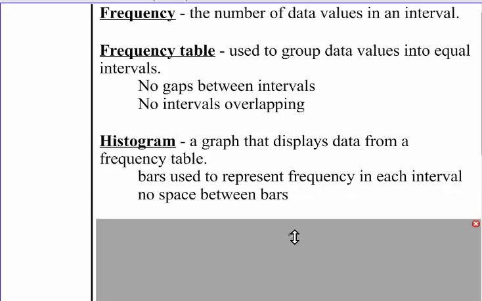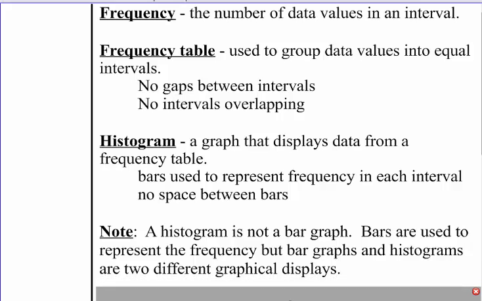Then the histogram is a graphical display that displays the data from a frequency table. So the bars are used to represent the frequency in each of the intervals. That's how many numbers appear in each of those intervals. Some characteristics of the histogram: there are no spaces between the bars. The bars are connected. And it describes numerical, quantitative type of data. Quantitative just means numerical.